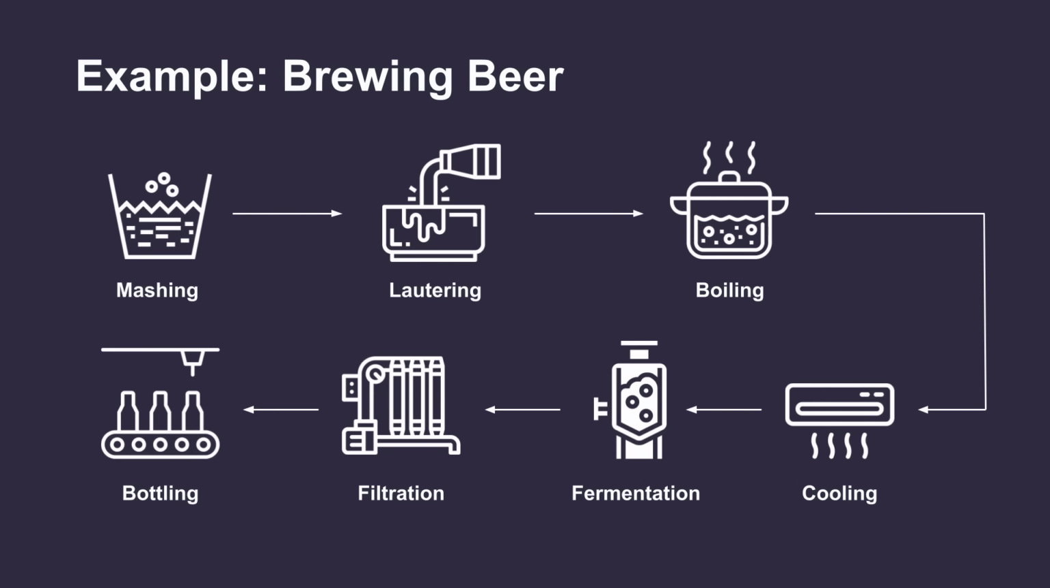As you can see in the picture, the basic steps include: first, mashing the barley with water, lautering, adding the hops for boiling, cooling, adding yeast for fermentation, filtration, and finally bottling. Once the beer is bottled, the end product cannot be broken down into its constituent parts.